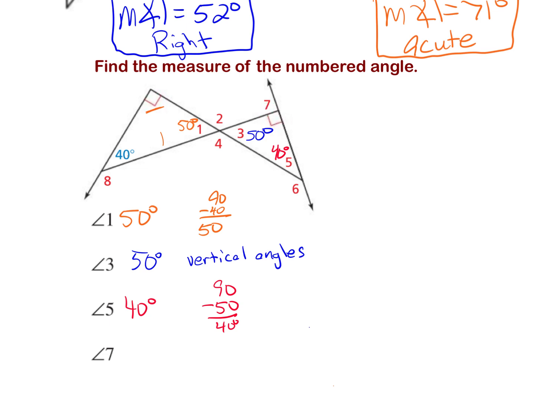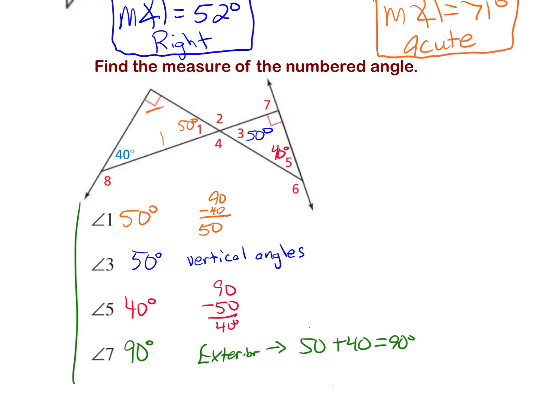So I'm going to do the exterior angles. I'm going to do it in green. Exterior angles. And I'm going to do 50 plus 40 equals the 90 degrees. And there's my 4 answers there.